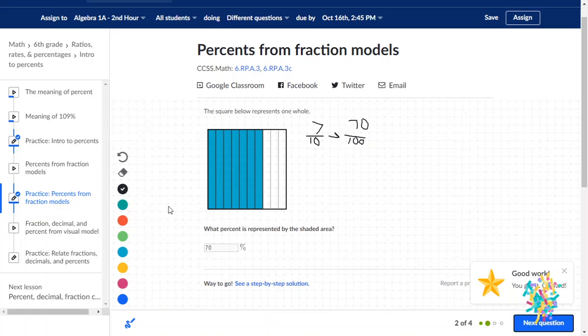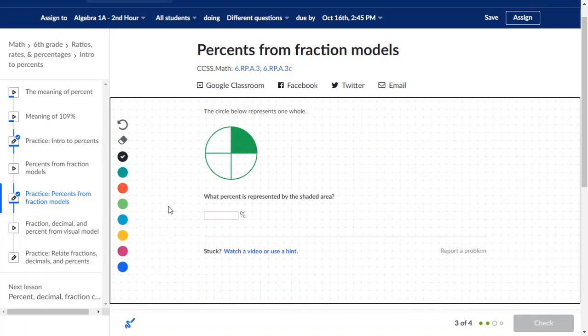And let's do one more. Okay, try this one. So we've got one shaded piece of the pie out of 4. So this is 1/4. And we want to change this to something over 100. All right, so we need to figure out, what do I multiply 4 by to get to 100? So 4 into 100. Just do a little bit of division here.